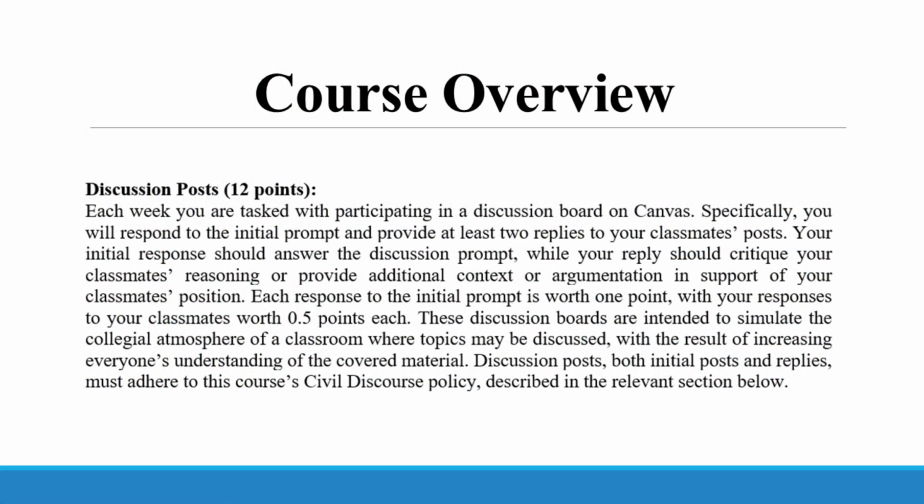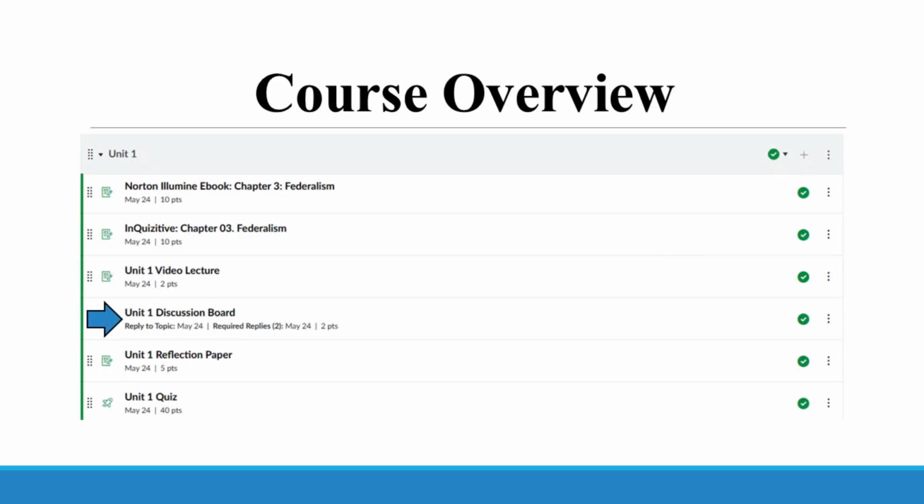Next up here are discussion posts. Each unit, I will ask within the discussion post for your opinion, your attitude, your view on something relevant to that unit. You are required to make one response to the initial prompt, as well as 2 replies to your classmates' responses to that initial prompt. Each of your responses is worth 1 point towards your final grade, whereas the replies to your classmates are each worth half a point. So again, collectively 1 point towards your final grade per unit, for 12 points total.